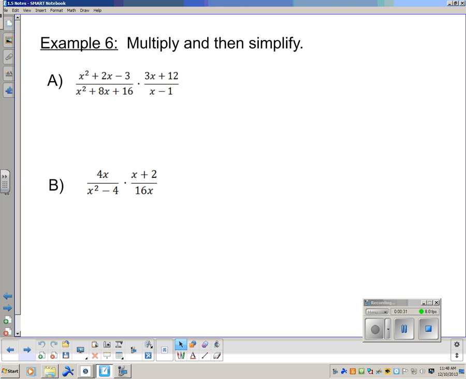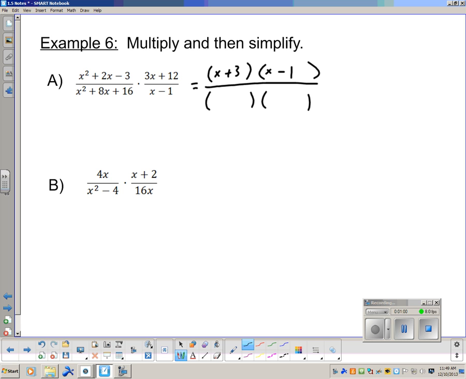So let's go ahead and look here at multiplication and simplifying. Just like yesterday, you factor, you factor. So I'm going to look at that x squared plus 2x minus 3, and I'm going to factor my terms. What times what gives me x squared? x and x. What two numbers multiply to give me negative 3 and add to give me a positive 2? That'd be a plus 3 and a minus 1. And then down here in the denominator, what two numbers multiply to give me 16 and add to give me 8? That would be 4 and 4. I'll put my x's in there as well.